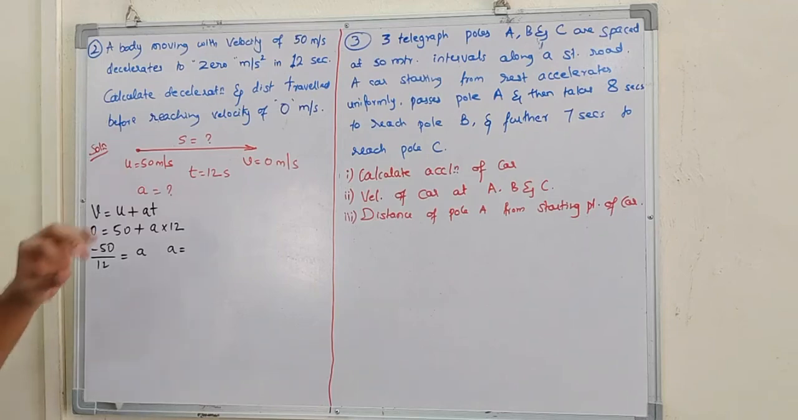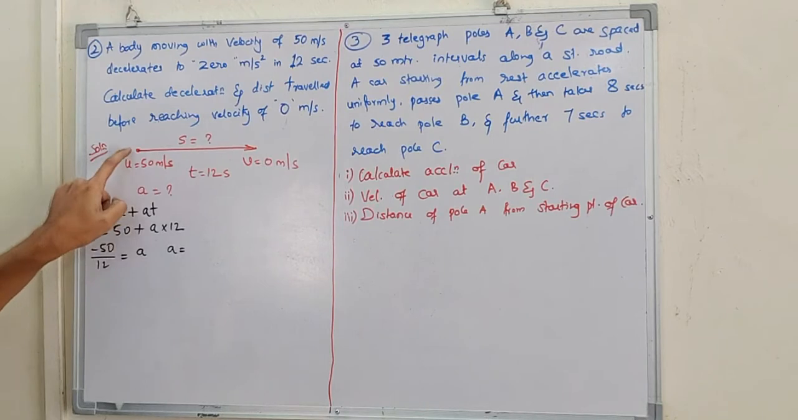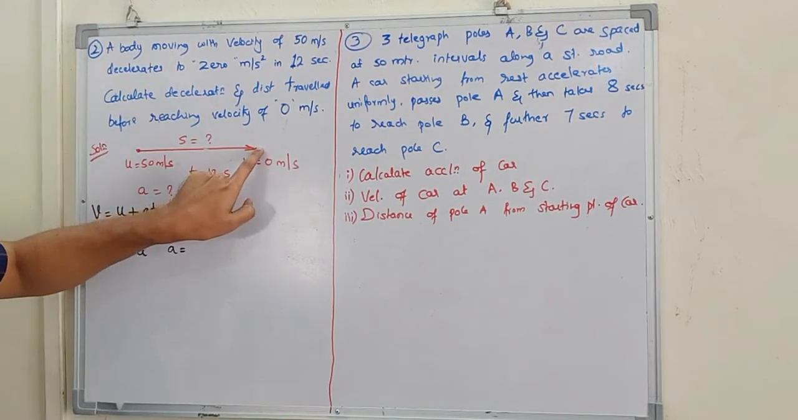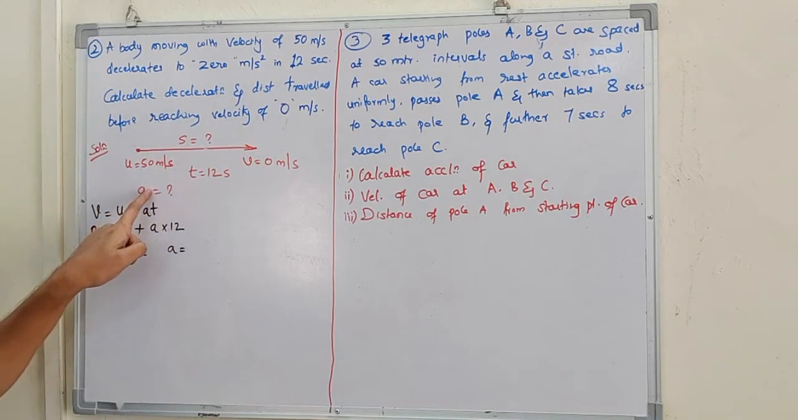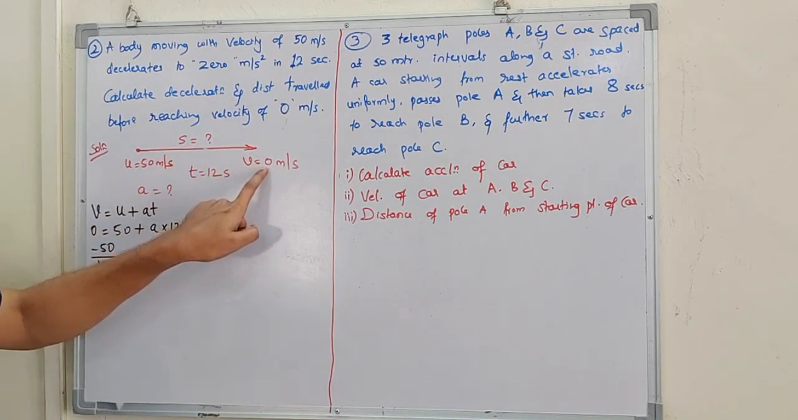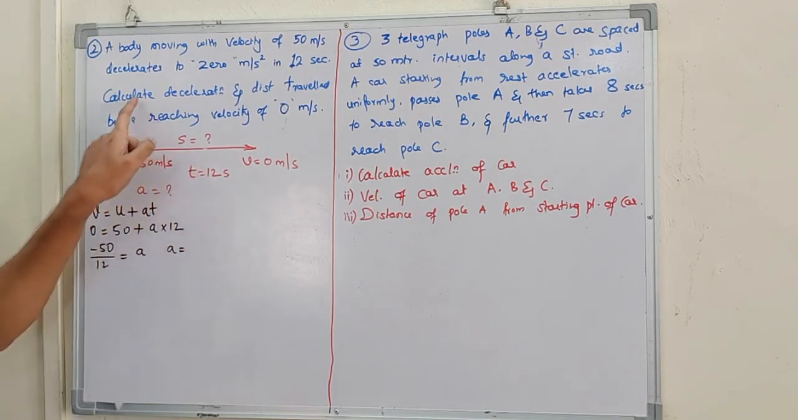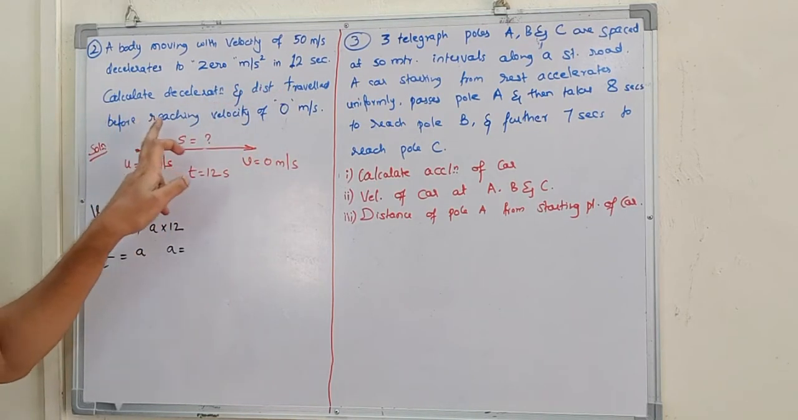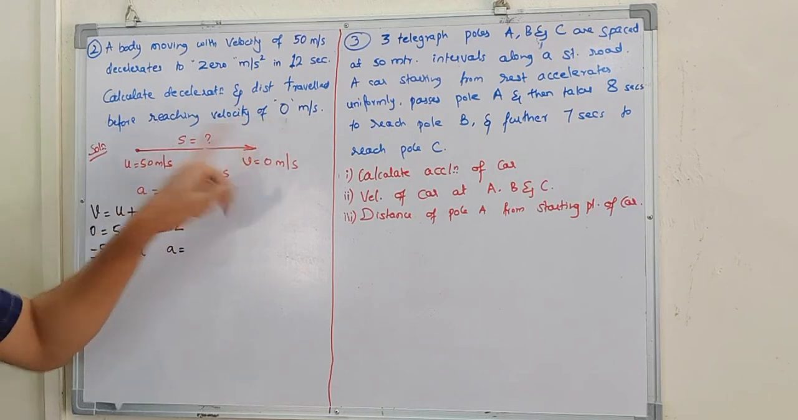Now coming to the second problem. What it says: a body moving with the initial velocity of 50 meter per second now decelerates to 0 meter per second in 12 seconds. Now initial velocity is 50 meter per second. The final velocity is 0 meter per second, which takes 12 seconds. Now you have to calculate the deceleration and distance traveled before reaching a velocity of 0 meter per second.